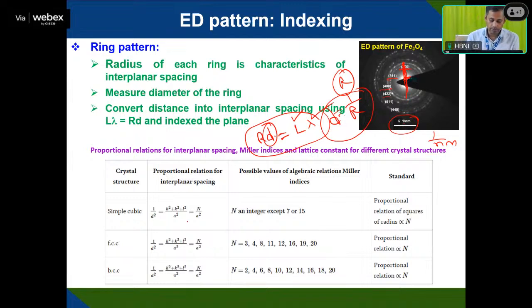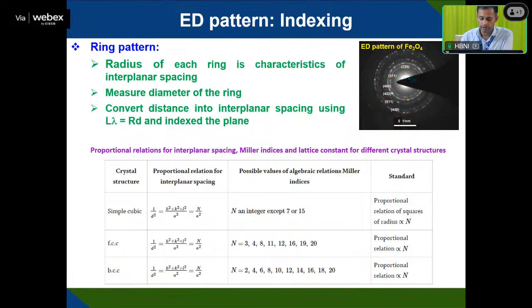So you can see here, for simple cubic, 1 by d square equals h square plus k square plus l square by a square. So whatever Miller indices are possible, you can identify in FCC, BCC, all those things, by using these diffraction rings.